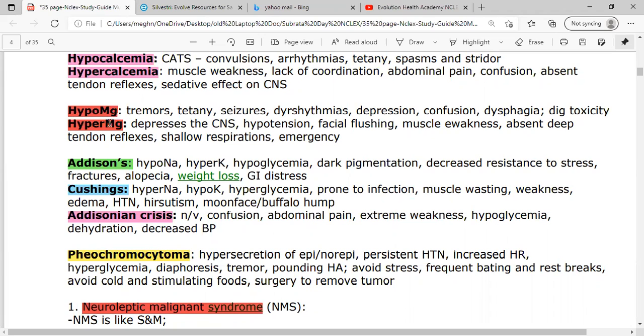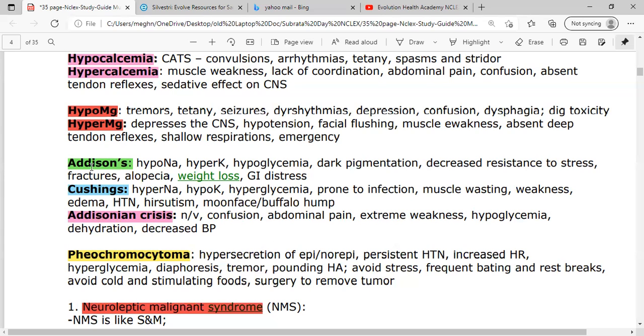In case the patient develops hypermagnesemia, we see depressed central nervous system, hypotension, facial flushing, muscle weakness, absence of deep tendon reflexes, and shallow respiration. In case of uncontrolled diabetes or complication of diabetes mellitus, we see deep respiration. It is called Kussmaul respiration.